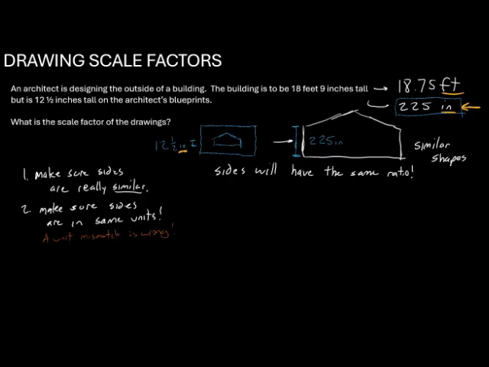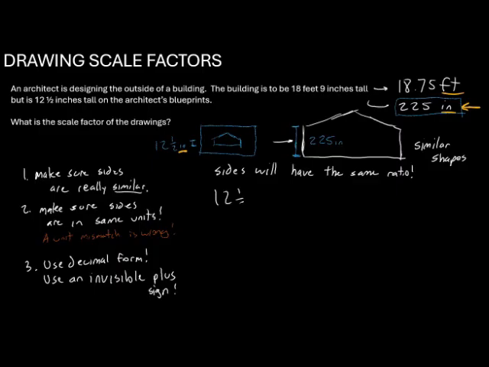Third, we'll have to make sure that our numbers are in decimal form, not fraction form. Notice that we do have a problem there because our blueprints are in fraction inches, and so we're going to need to rewrite those as a decimal. Note that we do have a mixed number in that we have 12 and 1/2. That 12 and 1/2 actually has an invisible plus sign in between the 12 and the 1/2. So rather than saying 12 and 1/2, we'll instead write 12 plus 1/2.